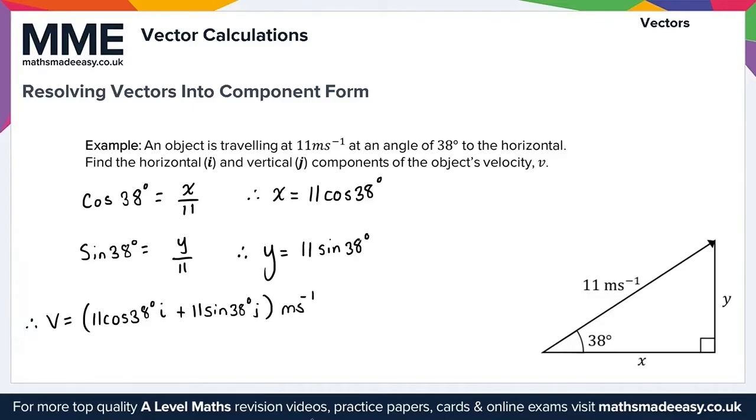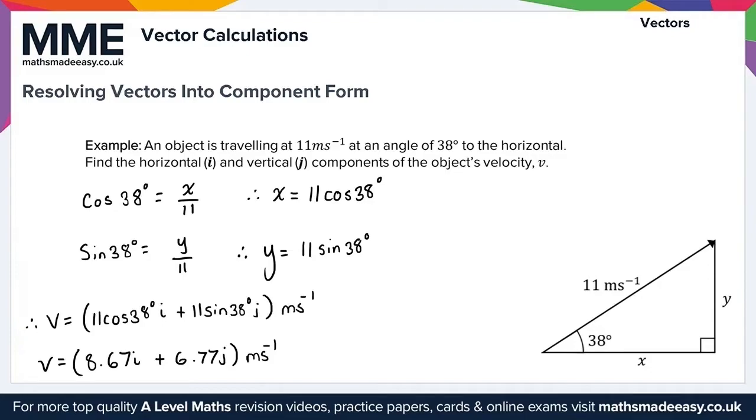Okay? And if we just evaluate this here, this 11 cos 38 degrees, remember, working with degrees here, so just be careful for that. What we find here for v is equal to 8.67i plus 6.77j there. And again, don't forget our units here. Okay? So that gives us the solution to our example and gives us everything we need there for resolving vectors into component form.